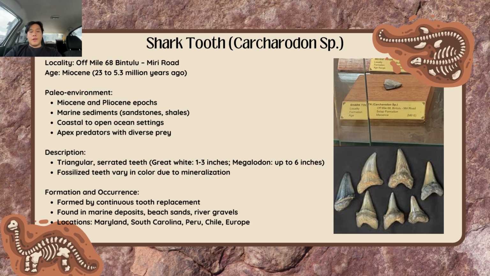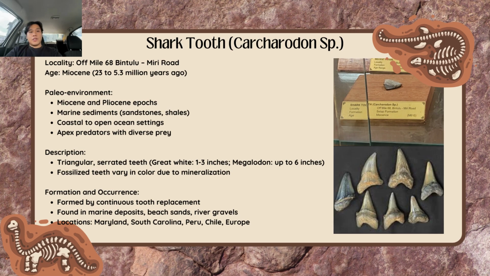Hello everyone, today I'd like to share some fascinating information about a shark tooth from the Carcharodon species. This particular fossil was discovered off mile 68 Bintulu-Miri Road and dates back to the Miocene epoch, which lasted approximately 23 to 5.3 million years ago. During this time, the environment consisted of marine sediments, including sandstones and shells, and ranged from coastal to open ocean settings. These sharks were apex predators with a diverse range of prey.